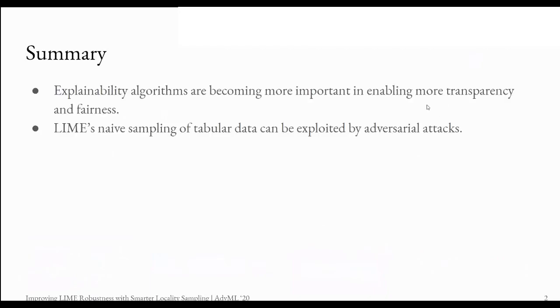Explainability algorithms like LIME have allowed machine learning algorithms and systems to adopt a level of transparency and fairness, which are important, especially for commercial use cases. But recent work has shown that even explainability algorithms like LIME are susceptible to adversarial attacks. For example, an attack can exploit LIME's naive sampling strategy to fool LIME into thinking that some machine learning model that is biased based on sensitive features like race and gender is instead innocuous.